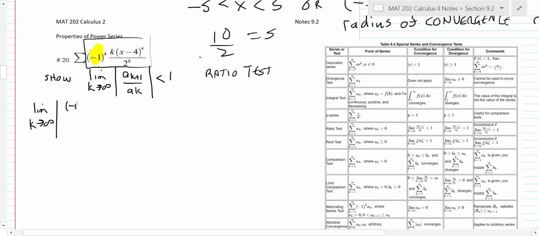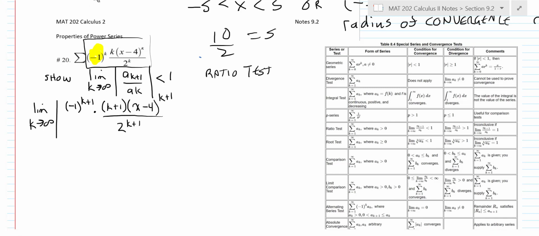So let's go ahead and write that down. So that's negative 1 to the k plus 1. Be real careful when you do this now. Times k plus 1 times x minus 4 raised to the k plus 1 all over 2 to the k plus 1. Okay, now that takes care of that part. That's a sub k plus 1. That's the next term in the series. Okay? Now, you divide by the original.